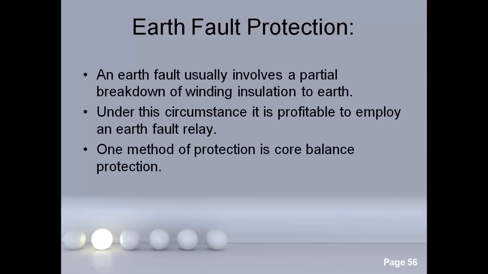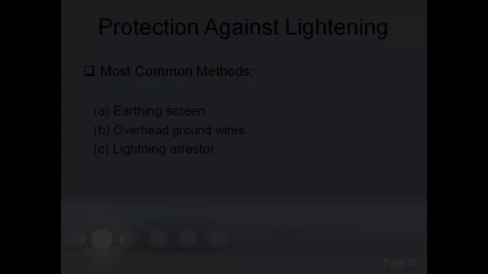Now the protection from earth fault. An earth fault usually involves a partial breakdown of winding insulation to earth. Under the circumstances, it is profitable to employ an earth fault relay. One method of protection is core balance protection, and basically this method is mostly applied.